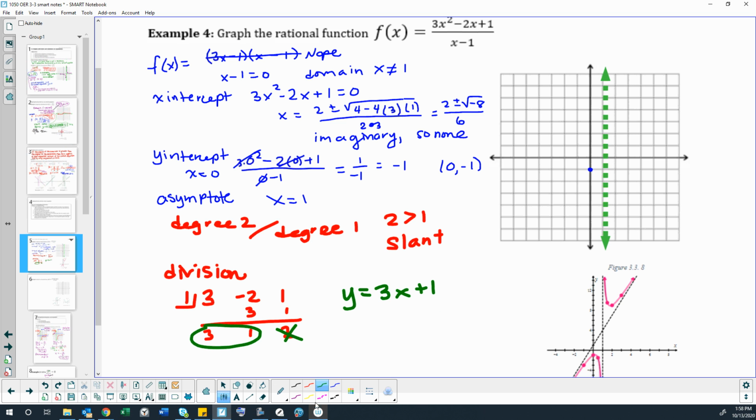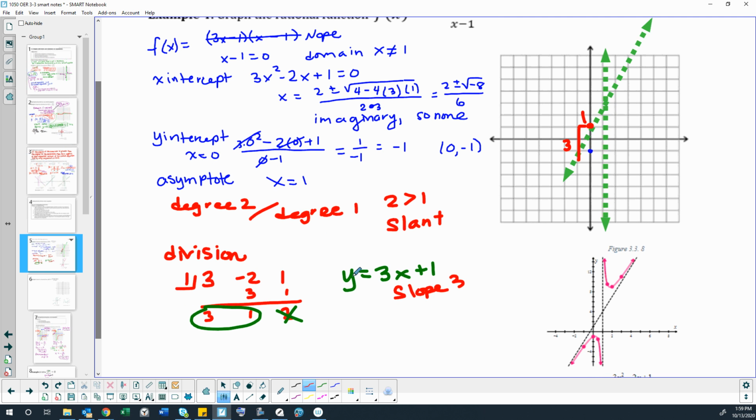Okay, so we have a slant asymptote, 3x plus 1. That means it's going to go through a y-intercept of 1, and from there it's going to go up 3 over 1, up 3 over 1, up 3 over 1. So something about right there. I don't know if you can see, but I've got my y-intercept at 1. I've got my slope of approximately 3 over 1, because that's a slope of 3, right? It's not exact, but we get the idea.